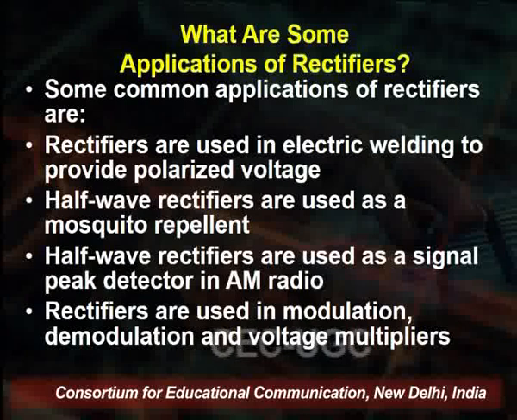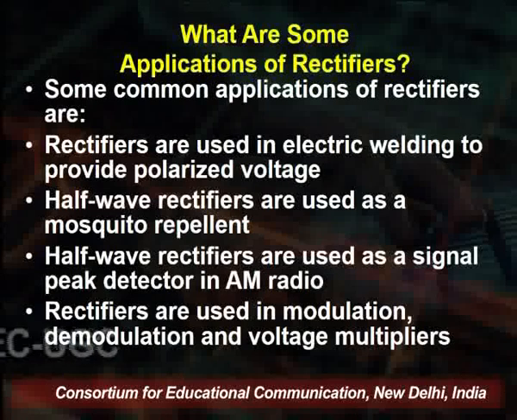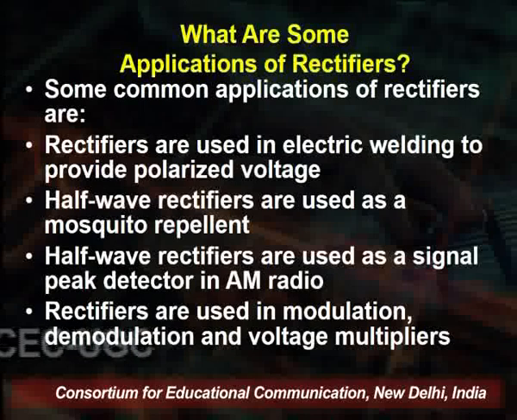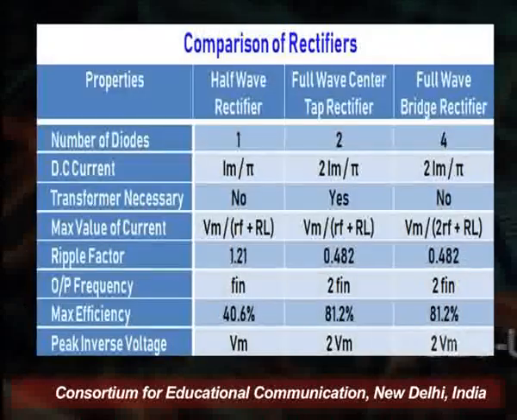Half wave rectifiers are used as mosquito repellents. Half wave rectifiers are used as a signal peak detector in amplitude modulation radio, AM radio, and that will be the controlled output. Rectifiers are used in modulation, demodulation and voltage multipliers.